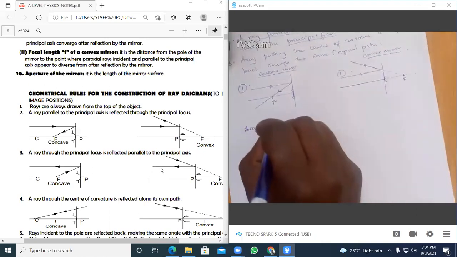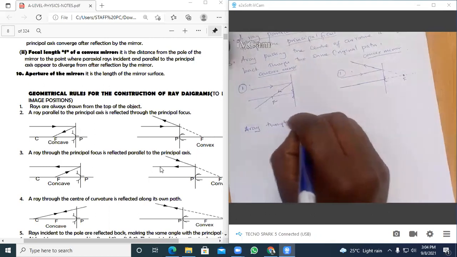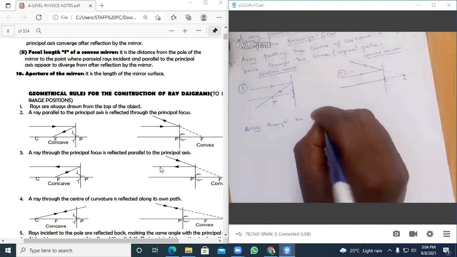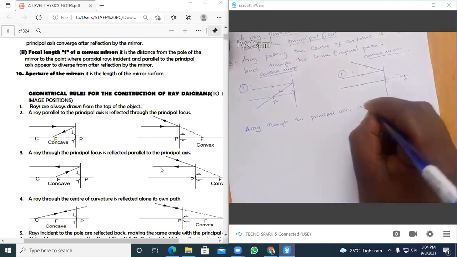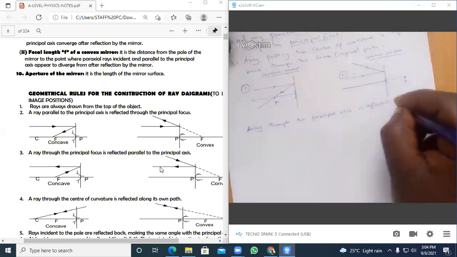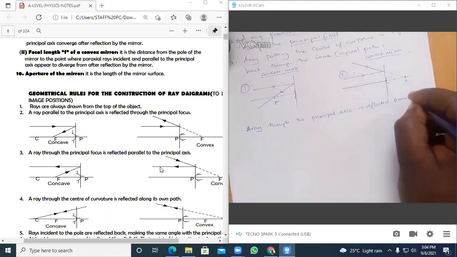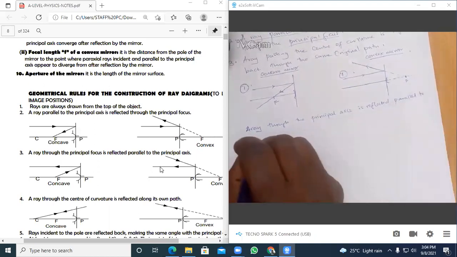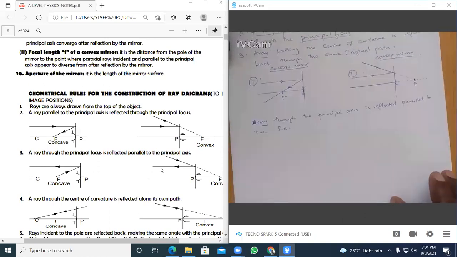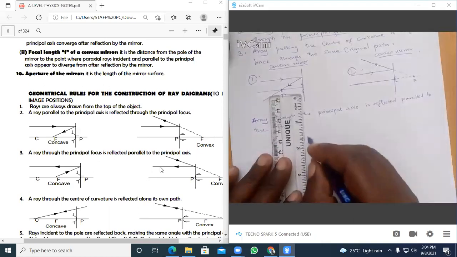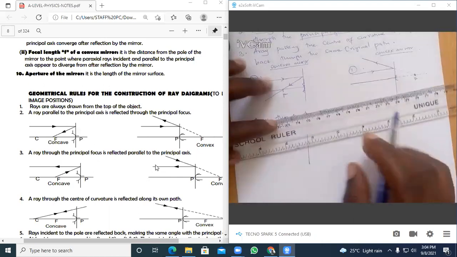A ray through the principal axis is reflected parallel to the principal axis. So you also do the same. You should know these things. You also do the same, and then you draw it.